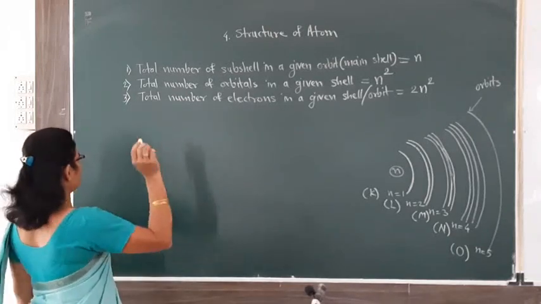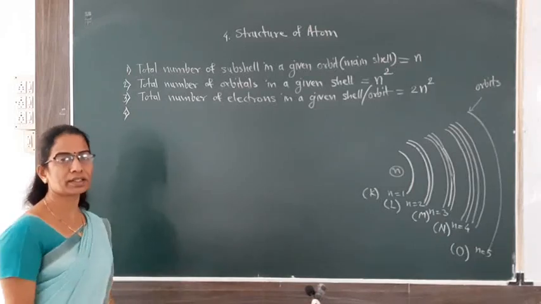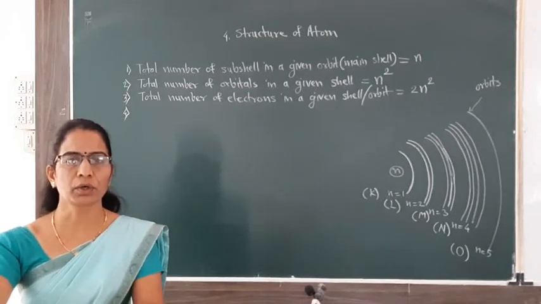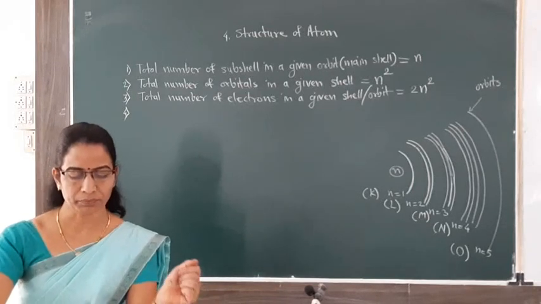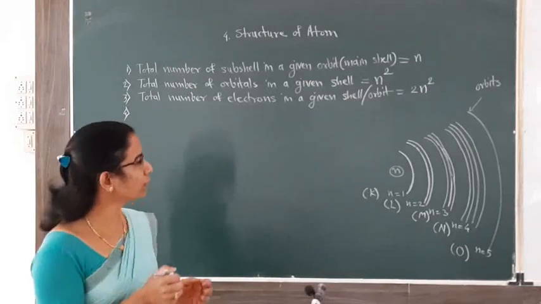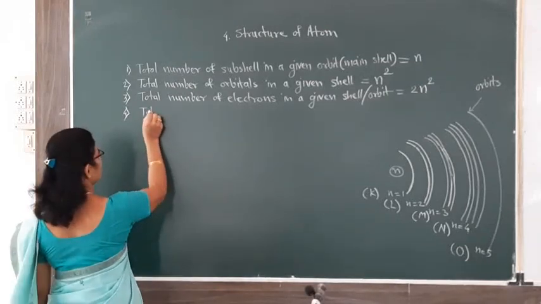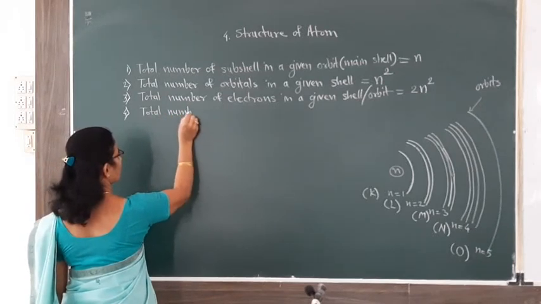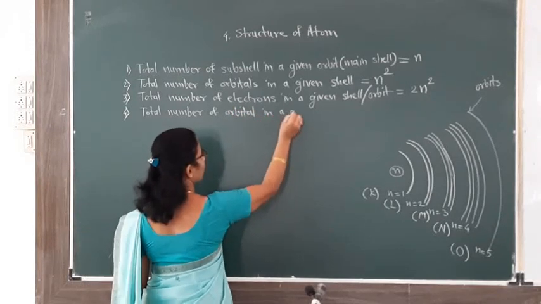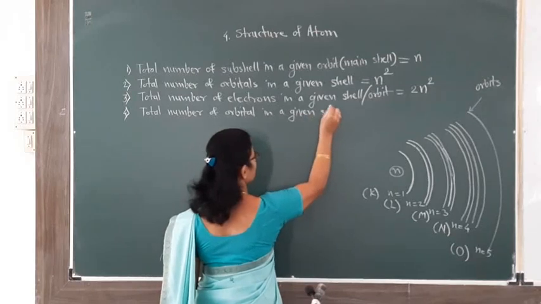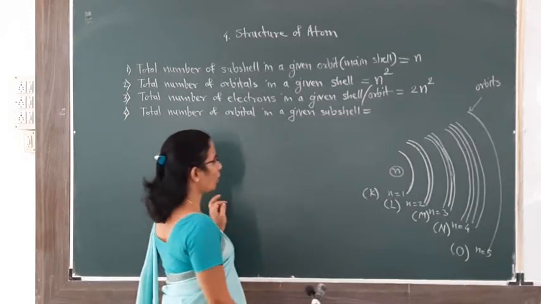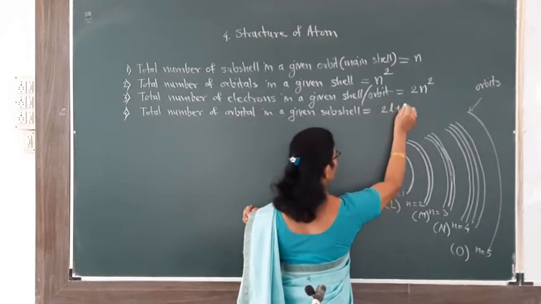Now again, we have studied the next quantum number, that is the azimuthal quantum number. Here the azimuthal quantum number is denoted by the symbol small l. Now if you know the value of l, then you can find the total number of orbitals present in a given subshell, and the formula is 2l plus 1.